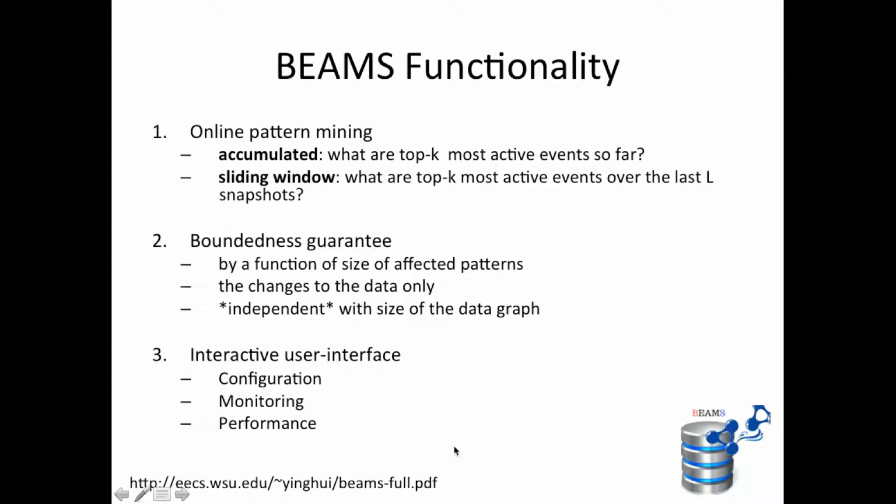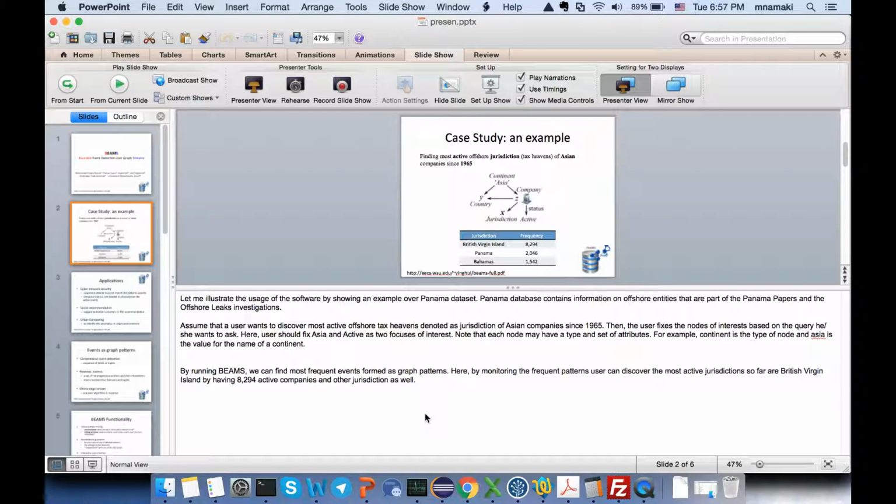If you are in a dynamic environment and want to discover frequent events, BIMS can answer two sets of your questions. First, what are the top K most active events so far? And second, what are the top K most active events over the last L snapshots? The algorithm used behind this software has a boundedness guarantee. That is, no matter what the size of the original graph is, time complexity is a function of the area affected by the new update. It also has an interactive user interface that we will show next.